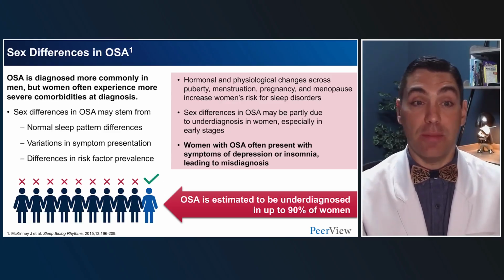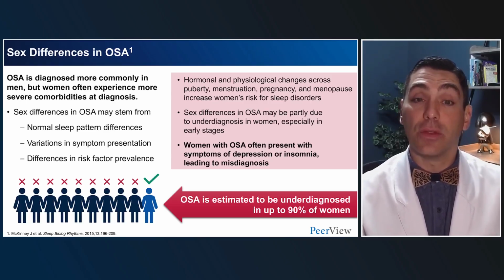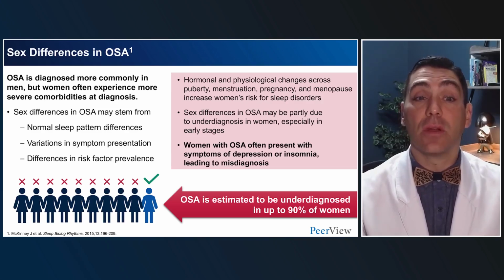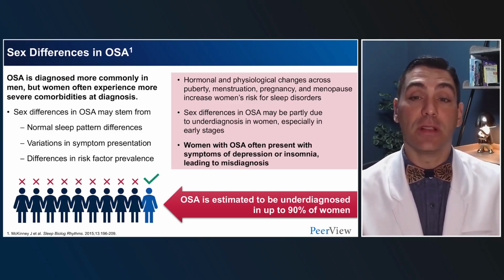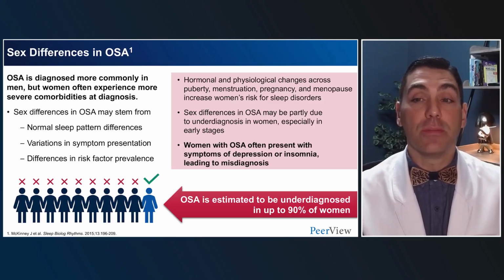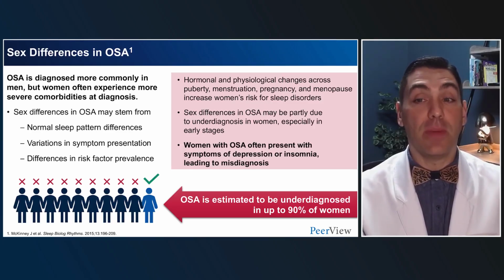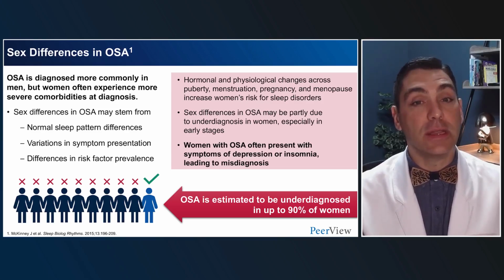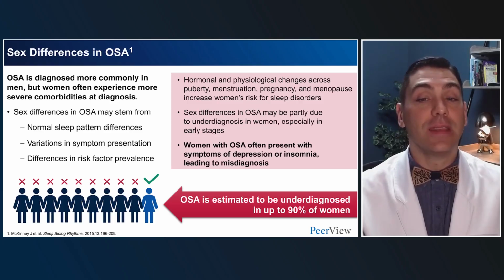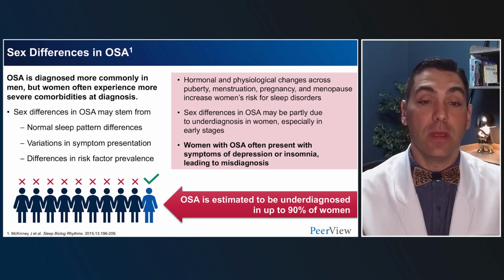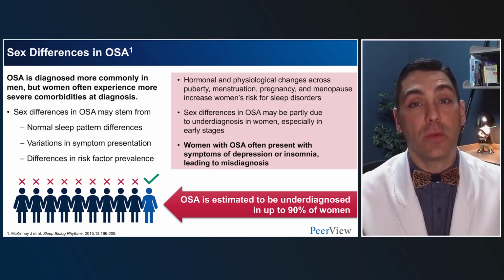What are the sex differences in obstructive sleep apnea? Obstructive sleep apnea is more commonly diagnosed in men, but women often experience more severe comorbidities at the time of diagnosis. Sex differences in OSA may stem from normal sleep pattern differences, variations in symptom presentation, and differences in risk factor prevalence. We believe that hormonal and physiological changes across puberty, menstruation, pregnancy, and menopause can increase women's risk for sleep disorders. Sex differences may be partly due to underdiagnosis in women, especially at the early stage of obstructive sleep apnea. Women with obstructive sleep apnea often present with symptoms like depression or insomnia, leading to a misdiagnosis. OSA is estimated to be underdiagnosed in up to 90% of women.